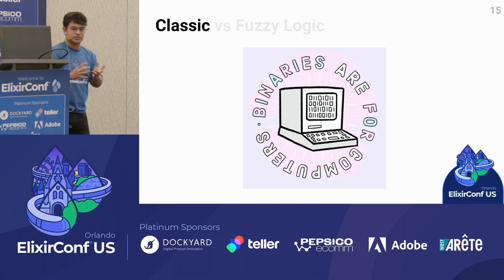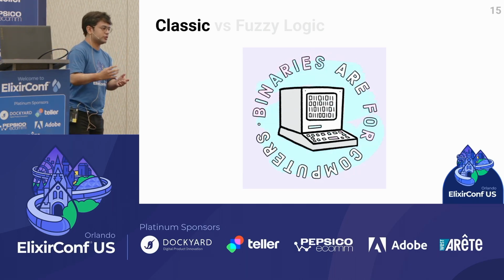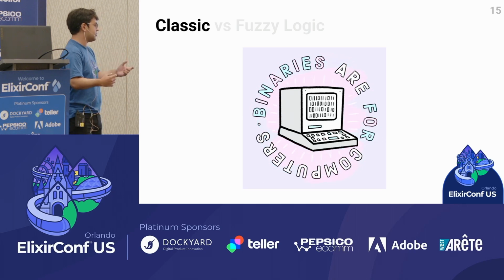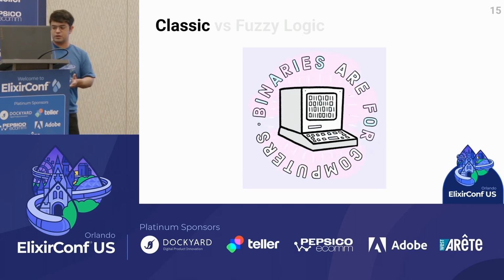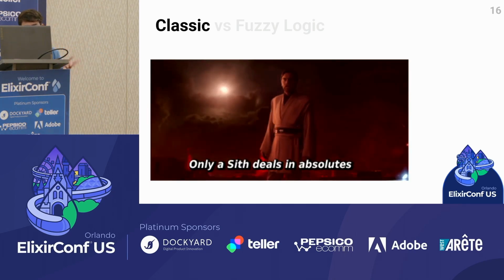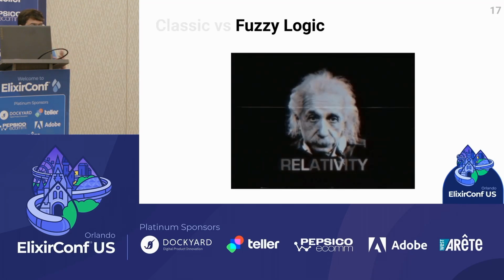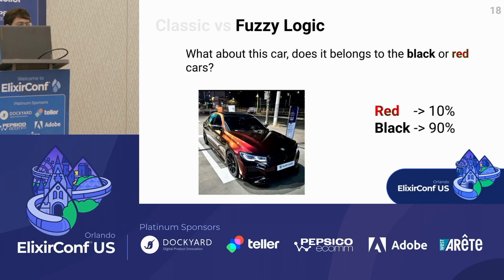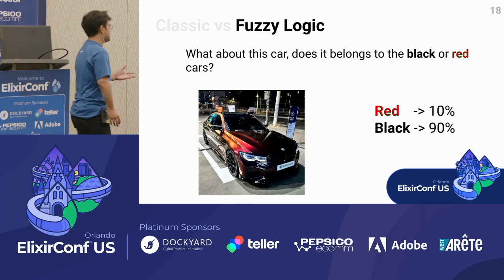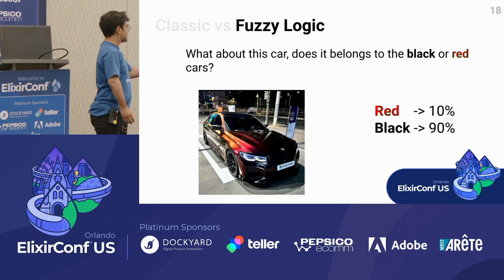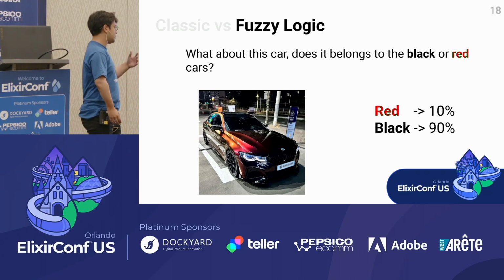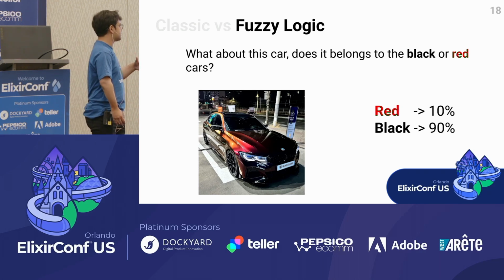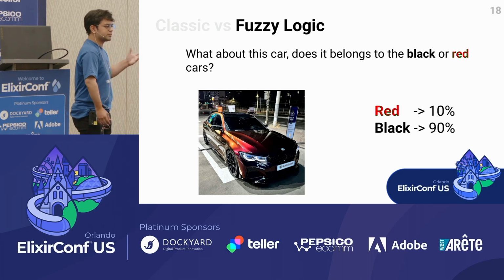But what is the problem with binaries? They are absolute. There is no middle point between 0 and 1. But we as humans, we can do better. We can add relativity to it, and we can say something like this. This card belongs to the set of red cards by 10%, and also belongs to the black cards by 90%. What is the problem with this slide?